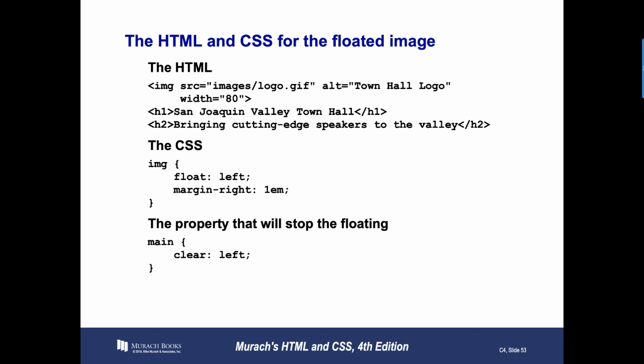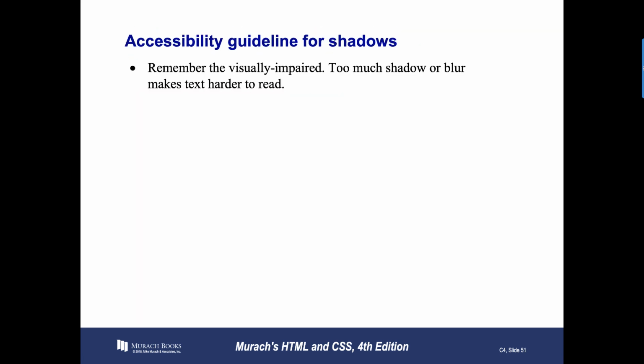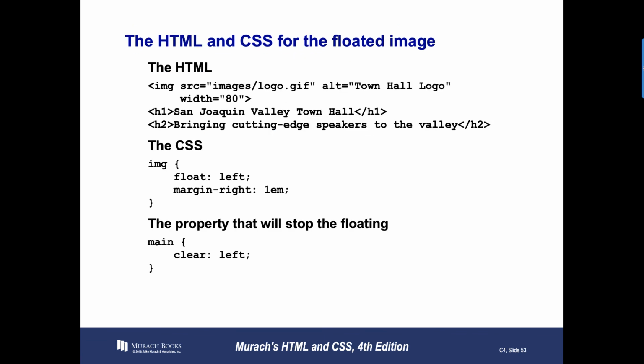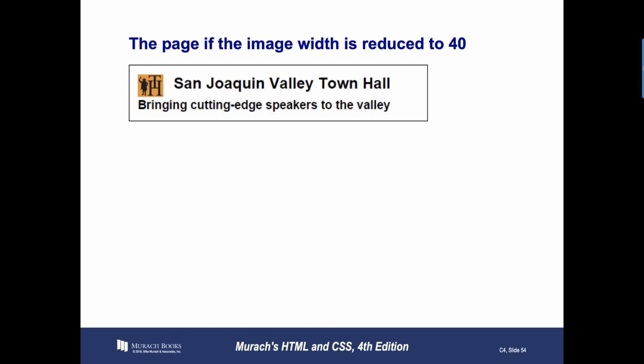It's a global selector. It's saying, hey, format any and all images. Float that sucker to the left. Give it some margin on the right of 1em. And the property that will stop the floating is, let's go back to the, did I do it? Actually, they don't, but the clear left will stop the floating from happening.